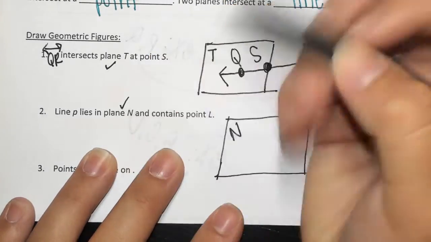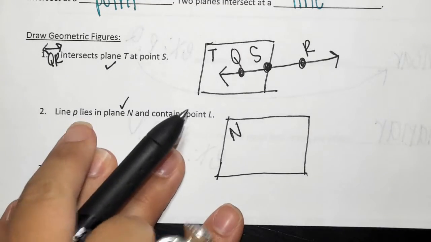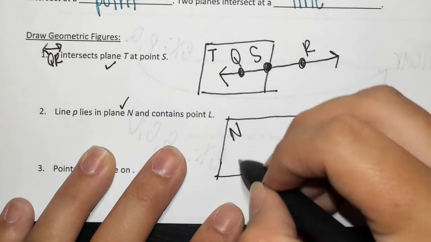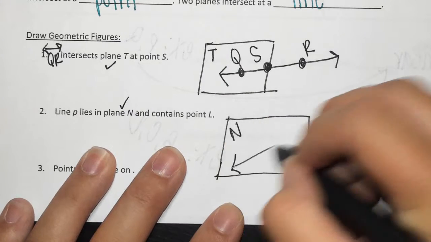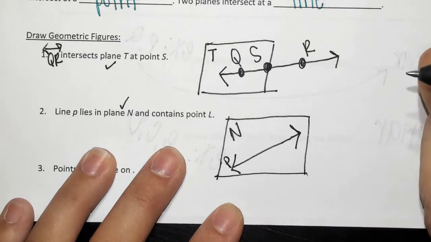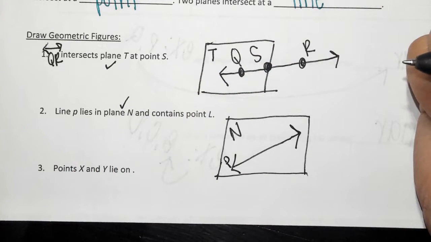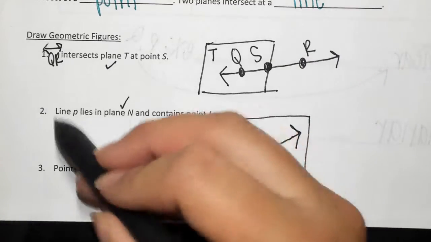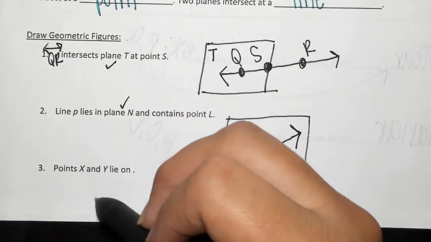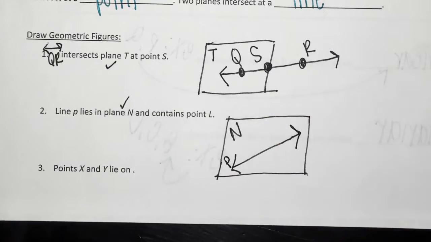All right, plane N. So check. Well, line P lies in it. It doesn't say it intersects anywhere. It tells you that line is in this plane. So here's a line, and it's called P. Is P a point? No. It's not a point. Line P. Remember, when we say line P, that just means it's the name of the line. But what point is on the line? L.